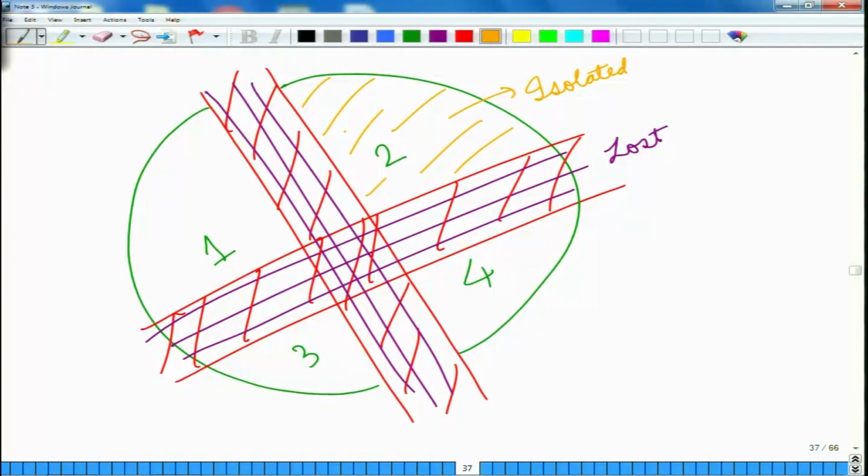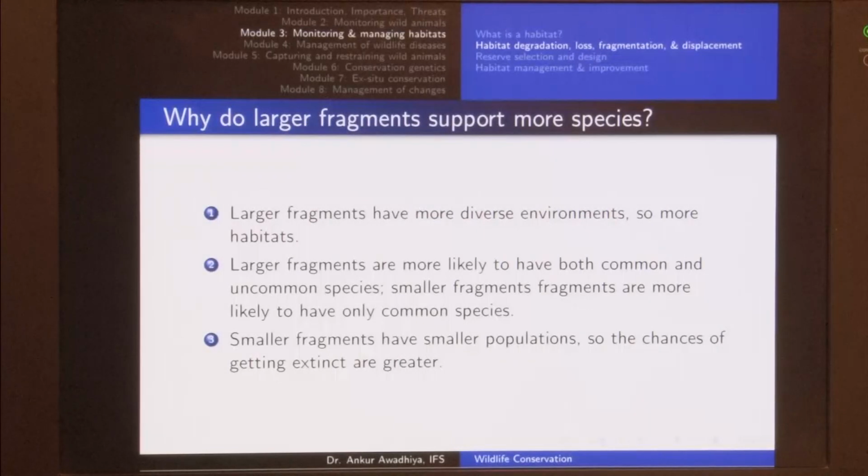Because animals are not able to reach this area from, say, 1 or 3 or 4, it has become isolated from all the other patches. Now, why should this bother us? Why are large fragments good for our species? Large fragments support more species because they have more diverse environments and so more habitats.